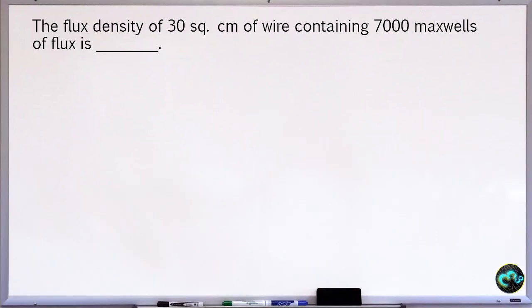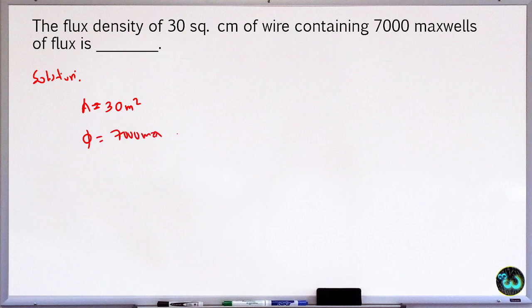Okay, next, the flux density of a 30 square centimeter of wire containing 7,000 maxwells of flux is blank. So ang given is square centimeter, tapos that is for the area, tapos ang kaniyang flux is in maxwell. Okay, so solution. So the area is 30 square centimeter, tapos ang kaniyang flux is 7,000 maxwell, no?